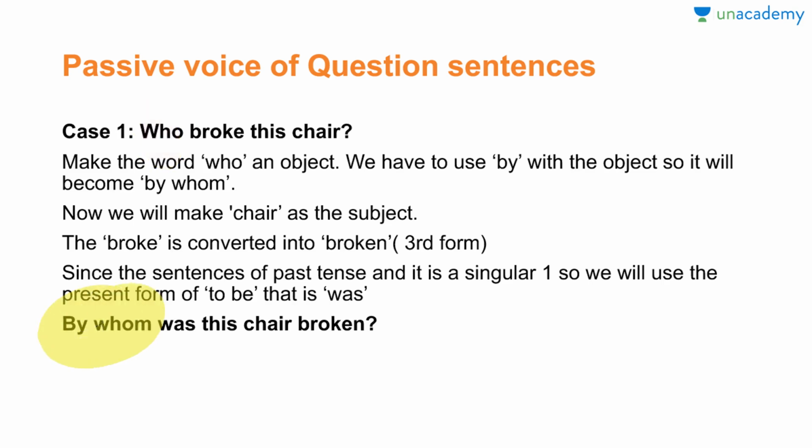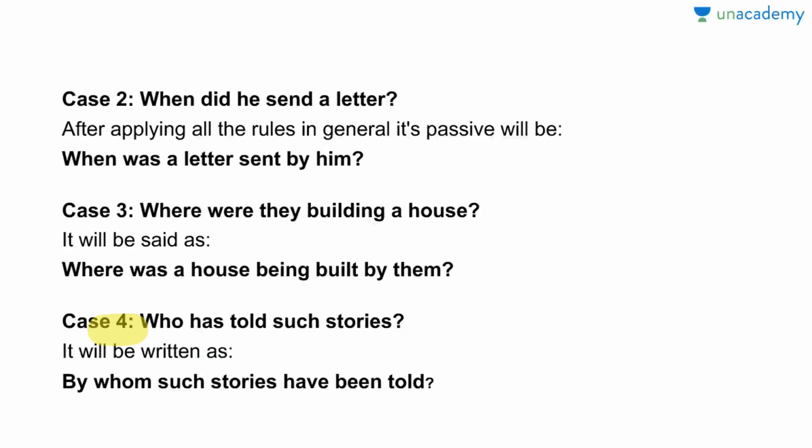Of course you will be changing its form, and that is the need of the question. But who is there, so by whom has to be there. What you need to change? Broke this chair can become chair broken. These two can be swapped, but if we are talking about who, we cannot swap it. This is the rule for question sentences. Let us see more examples.